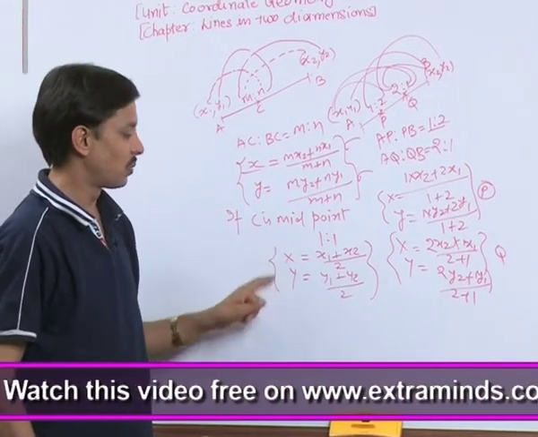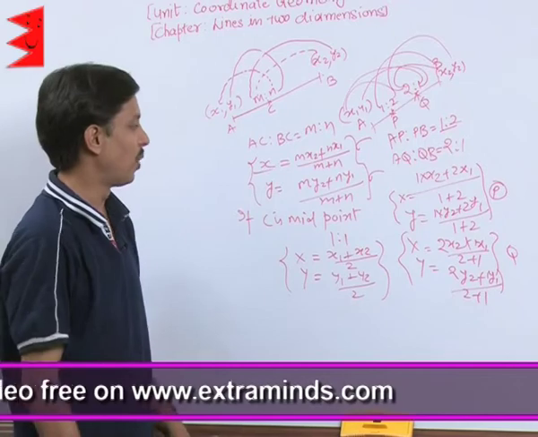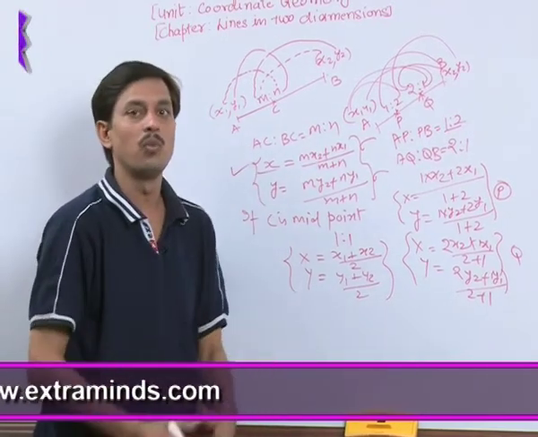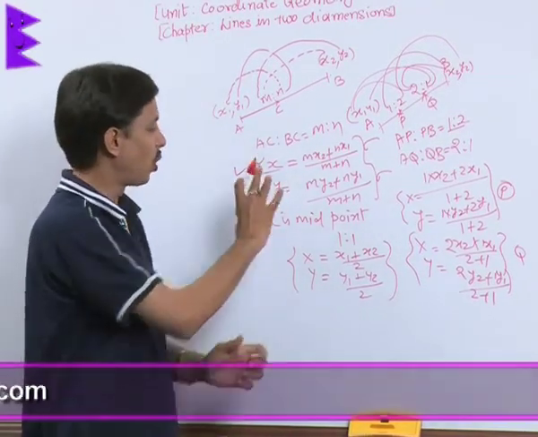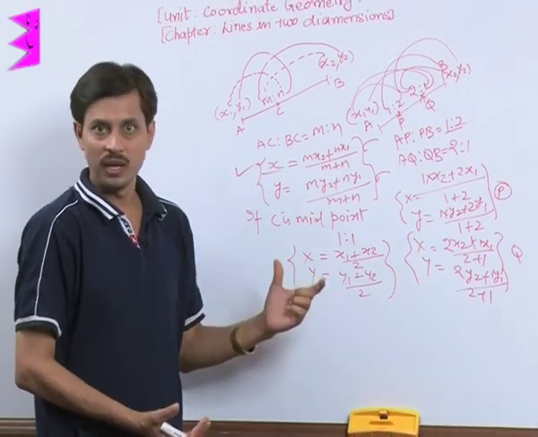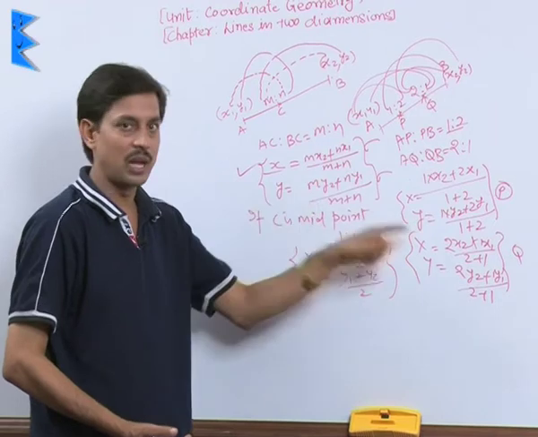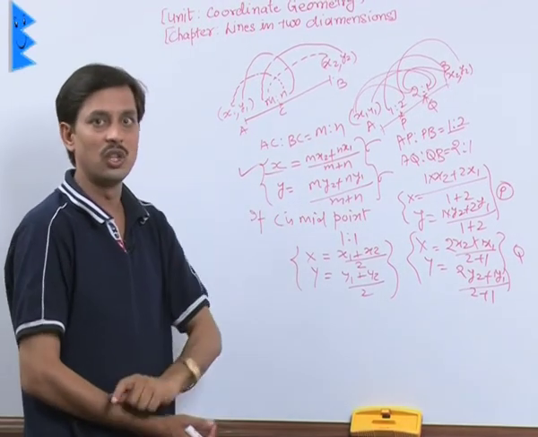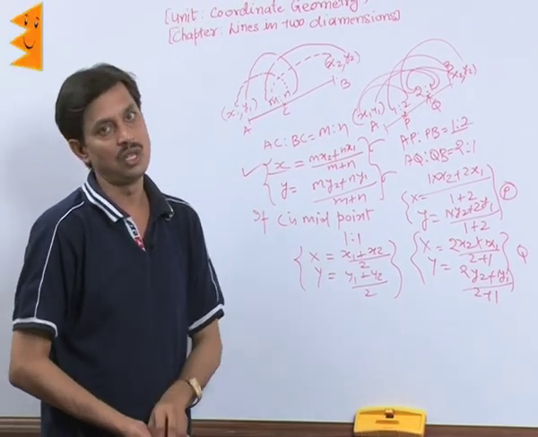These are the values for finding the coordinates of the midpoint, and this is the general formula for calculating the coordinates by using the section method. Now, we will apply all these results of trisection, bisection and this for solving the questions in various situations.